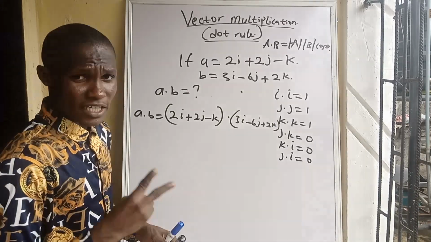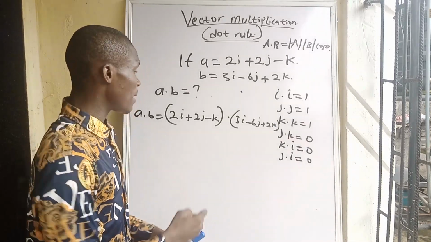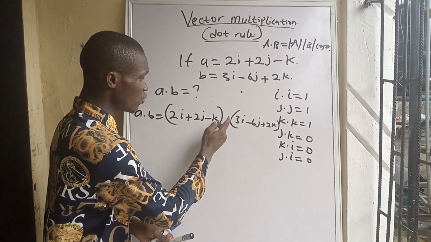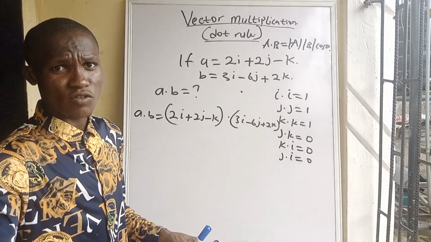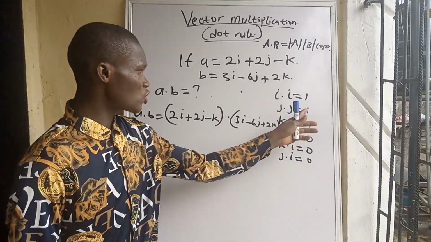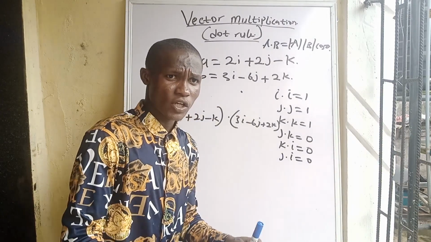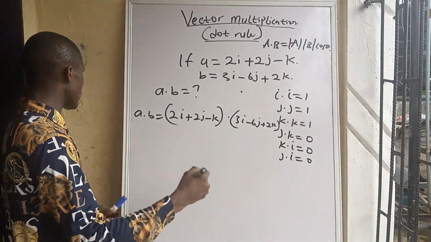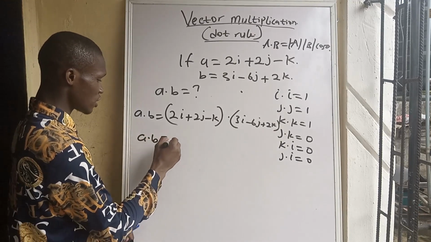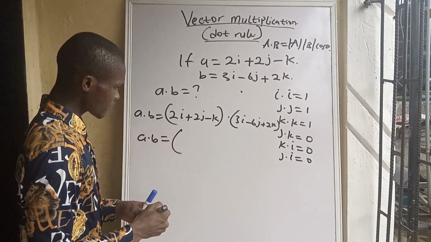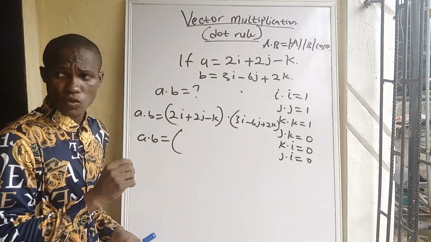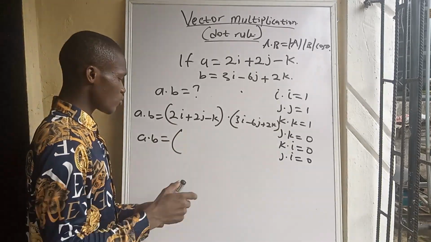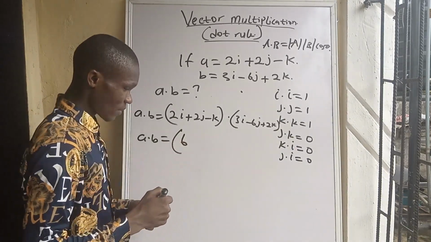Applying the dot rule, there are two ways we can apply it. By multiplying i with i, j with j, then k with k, you can easily resolve it. But I just want to apply this rule in order for us to understand the purpose of bringing out all these rules. So we can say a dot b is equal to, open brackets, 2 times 3 is going to give us 6, right? We are putting 6.